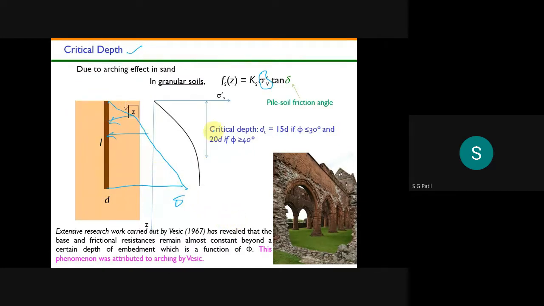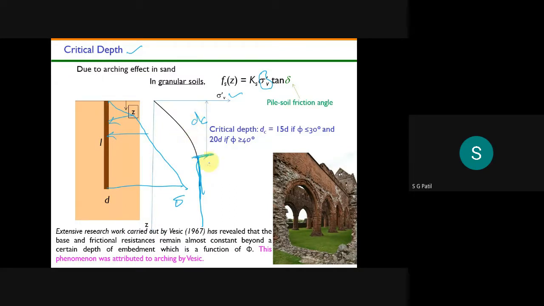So it will increase only up to a certain critical depth. Later on, it will become constant. Okay, you see this constant value. Sigma V will not increase as you go deeper and deeper. Of course it will start to increase for a certain depth. After reaching a certain depth, it will become constant. So that depth is called DC.